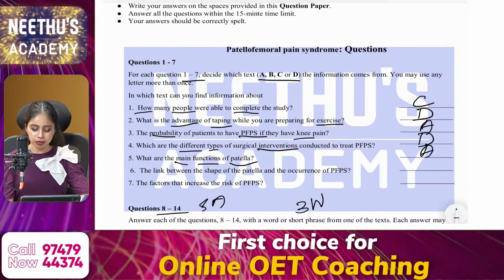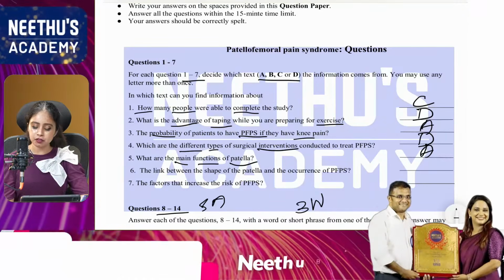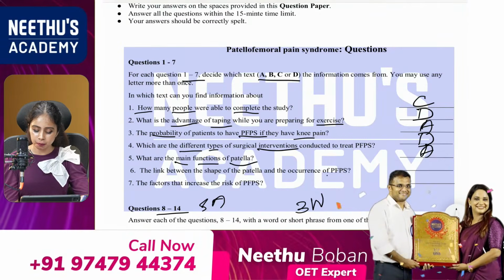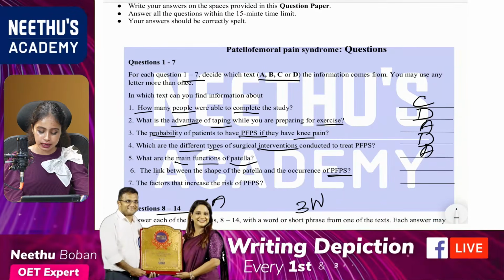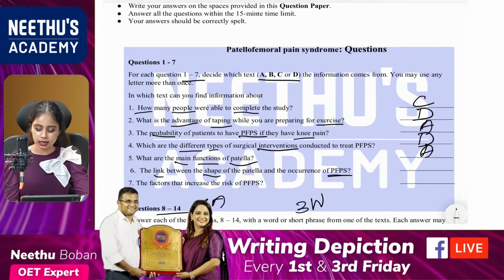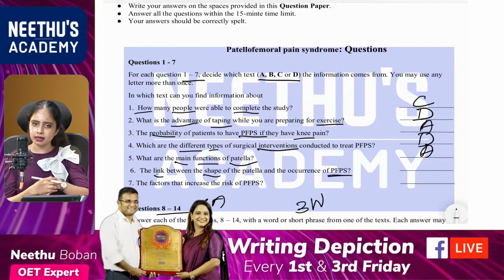Then sixth one, the link between the shape of the patella and the occurrence of PFPS. So the keywords: link, shape, and PFPS. So any idea? Sixth question.